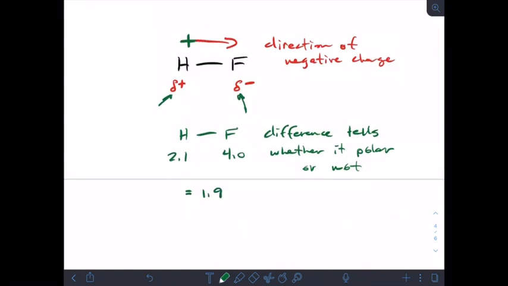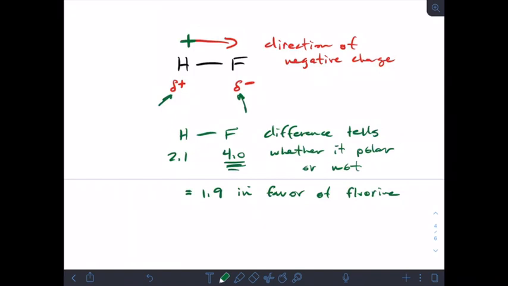Okay? So the difference here with hydrogen and fluorine is a 1.9, in favor of the fluorine. The idea here is that fluorine has a bigger value. It's a 4 versus a 2.1. So fluorine is more electronegative. That means that the electronegativity difference is in favor of the fluorine, which means that the electrons go where the fluorine is.